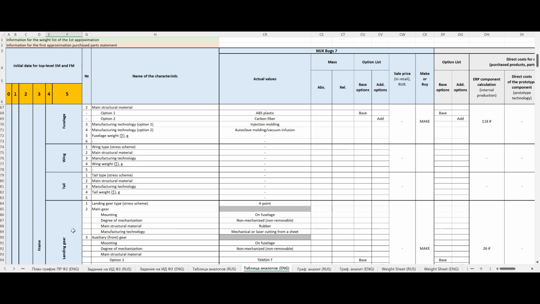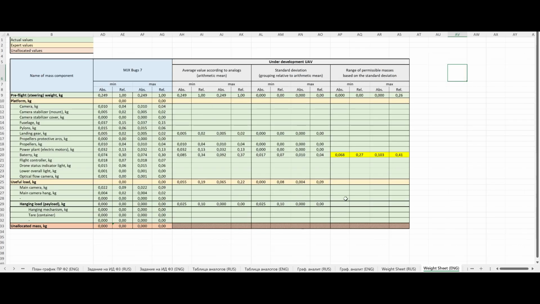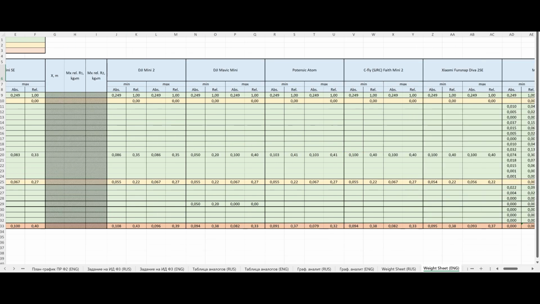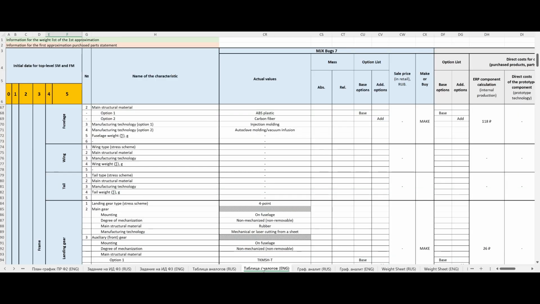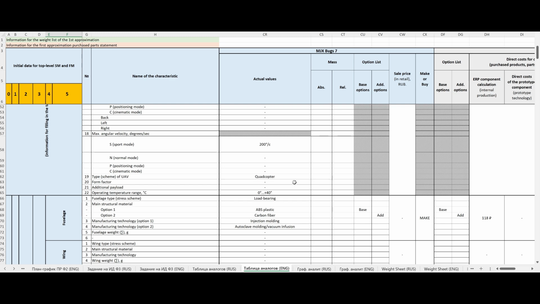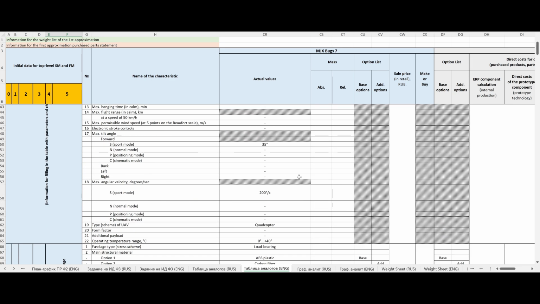So, the data for the weight list can be generated in the following ways. First, application of statistical weight formulas and engineering methods of weight estimation. Second, determination of the weight of aggregates by disassembling them, followed by measurements and weighing. And third, determination of the names of purchased products, electric motors, propellers, etc., in order to obtain their description from the developer's website.